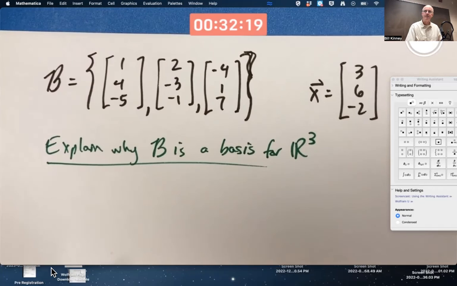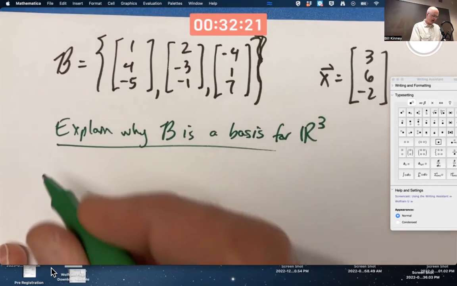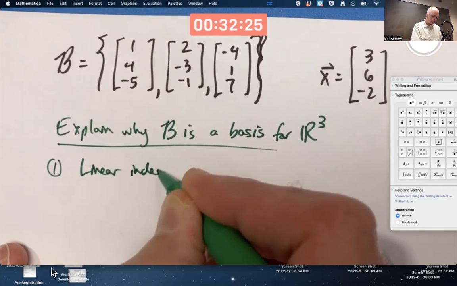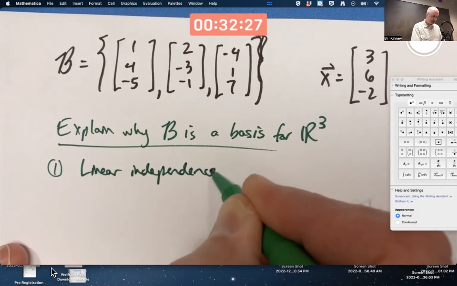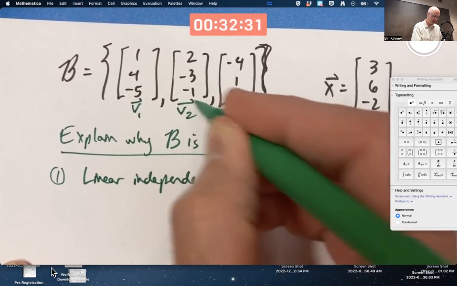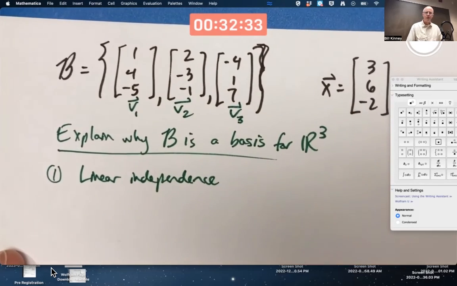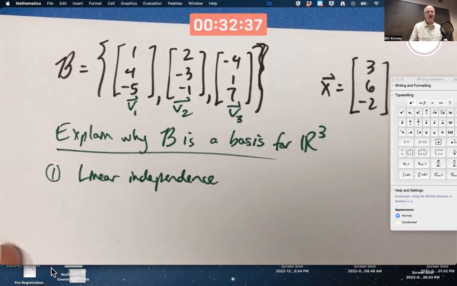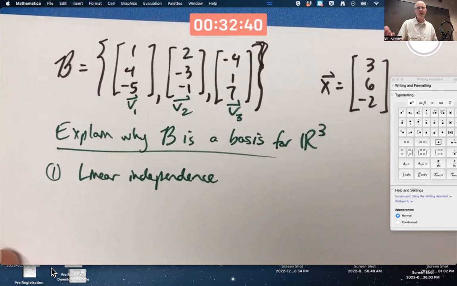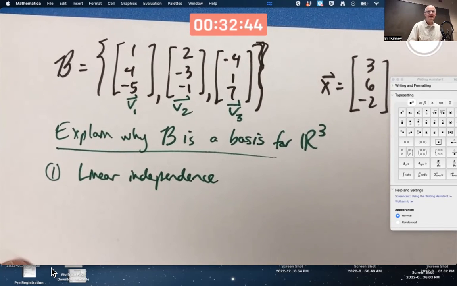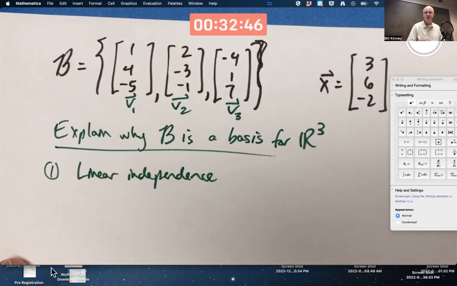I've got 3 vectors. Well, first, linear dependence. Let's give these vectors names, v1, v2, and v3. To truly explain this, to truly prove this, you need to give an argument. Am I really looking for a full proof? Well, probably not. I didn't say proof. I did say show, but I'm after a basic explanation with some words.